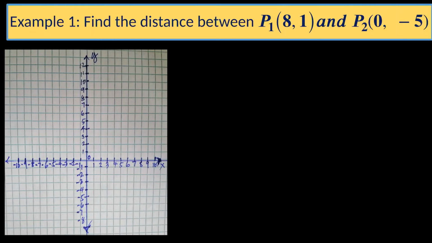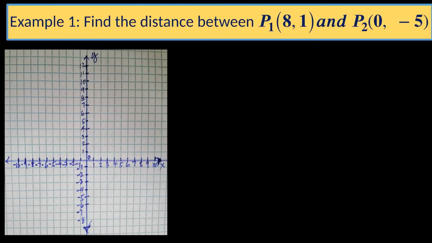Now let's have some examples. Let's have example number 1. Find the distance between point 1, whose coordinate is 8 and 1, and point 2, whose coordinate is 0 and negative 5. So the first thing that you need to do is to plot the points. So let's plot the points.